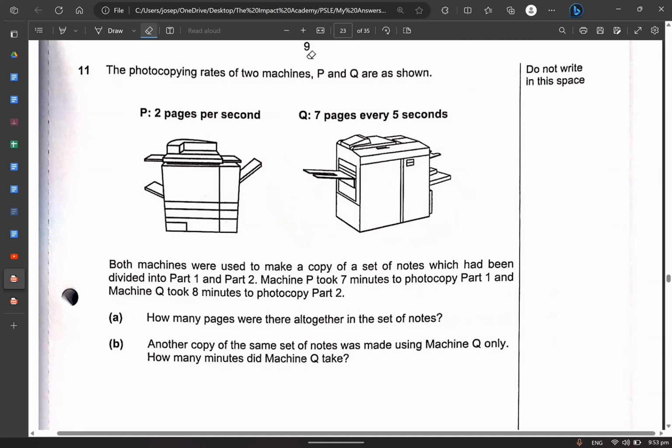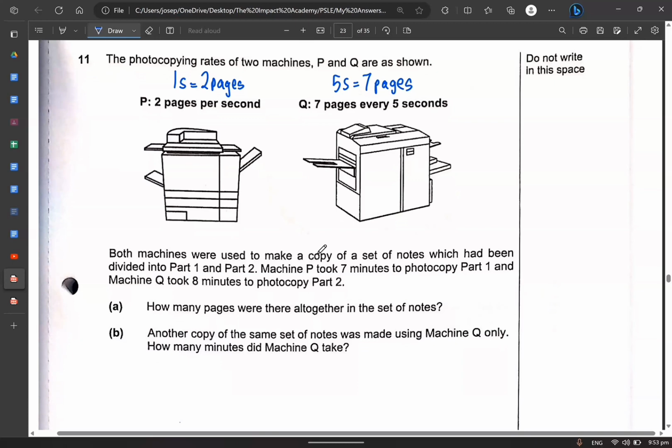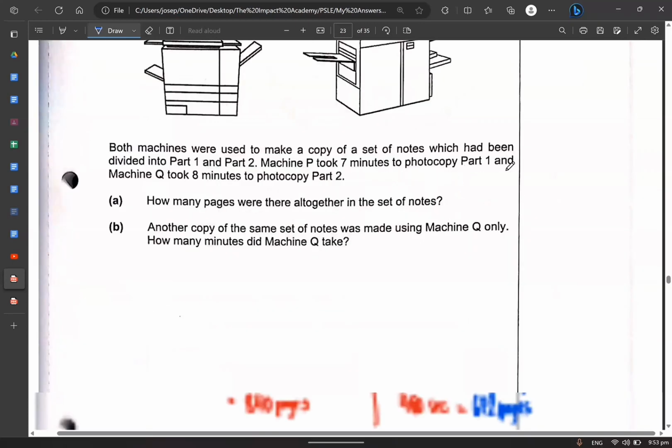So now let's take a look at the next question. Okay, in question number 11, it says that the photocopying rates of two machines, P and Q, are as shown. So as you can see over here, in P itself, it says that 2 pages per second. That means to say 1 second, it can print out 2 pages. And for Q, every 5 seconds, it will print out 7 pages. Okay, now then they continue to say that both machines were used to make a copy of a set of notes which had been divided into part 1 and part 2. And machine P took 7 minutes to photocopy part 1.